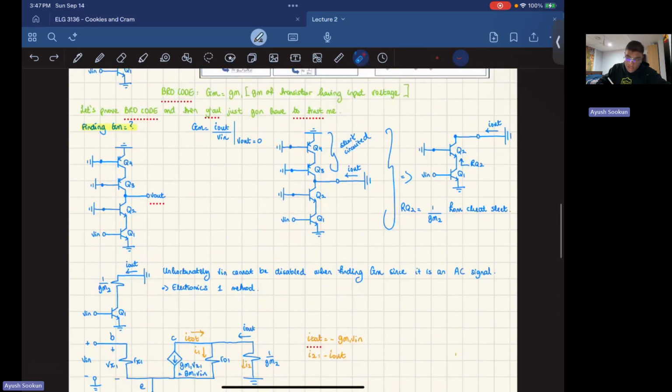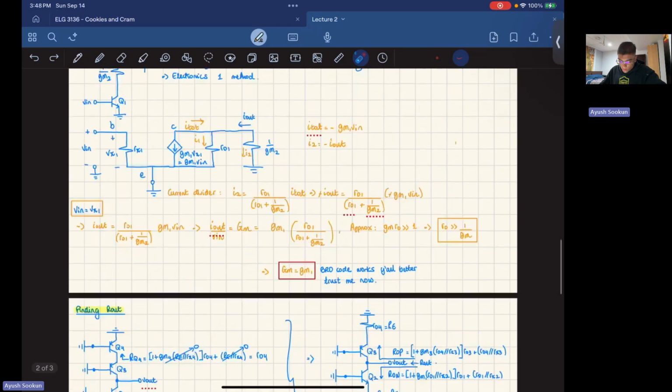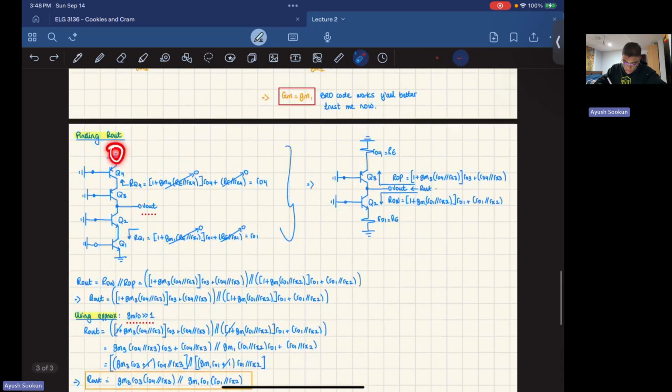With R out, I love finding R out. Why? Because it's Thevenin, all right? It's a Thevenin equivalent impedance. And Thevenin doesn't matter whether you're AC voltage source, DC voltage source, you're going to disable all of it. So what that means is that this V in right here is going to be grounded too. So you're going to ground everything. So this is ground, ground, ground, ground, ground, ground.